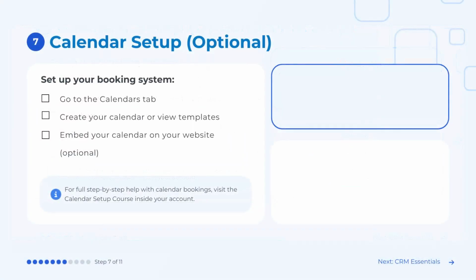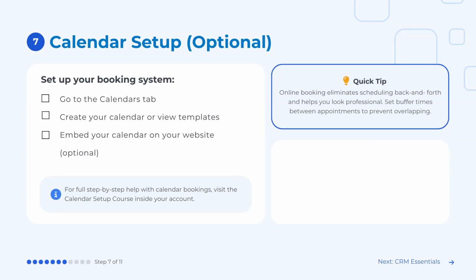If you're planning on utilizing calendars, this is a feature you're going to want to spend a little bit of time in. There's so many things that you can do. Online booking eliminates scheduling back and forth, and it helps you look professional. Use buffer times between appointments to prevent overlapping, and really play with the calendar feature if you're planning on having booked calendar meetings. Allowing clients to book their own appointments can save you up to 5 hours per week in administrative tasks. If you plan on using a calendar, now is the time to go set up your personal calendar to get your system set up before we start inviting the team.